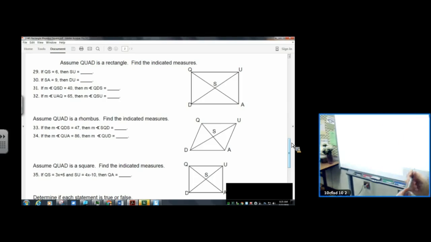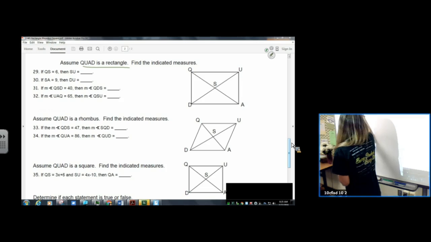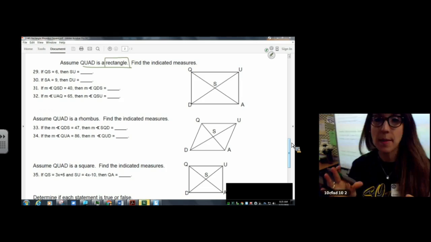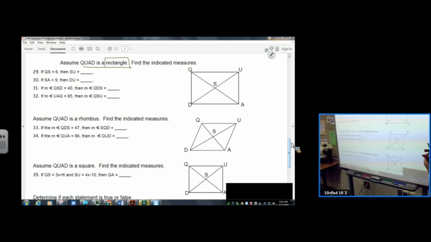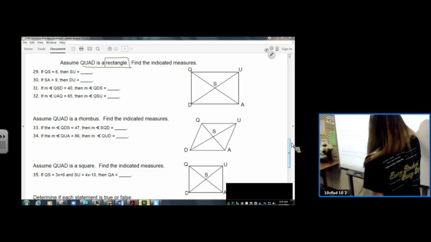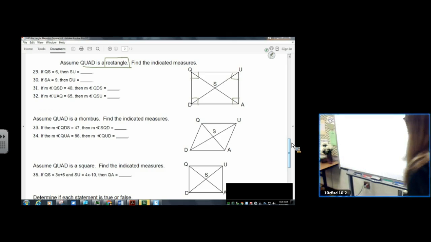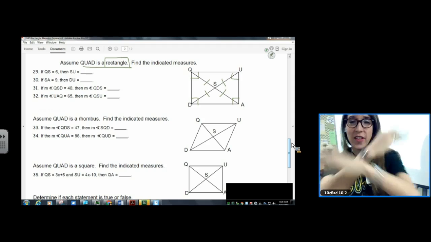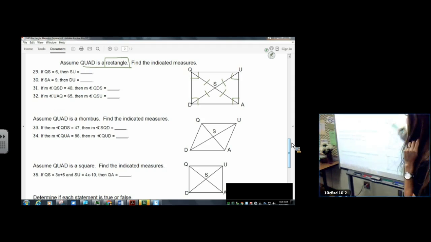All right, looking at the homework, number 29, assume quad is a rectangle. So what we could do is go to our family tree, unless we've already memorized them, which is ideal, and we could start marking our picture. On the family tree, it says that a rectangle has 4 right angles, and it says that a rectangle has congruent diagonals. And when the diagonals bisect each other and they're congruent, you get 4 matching segments.